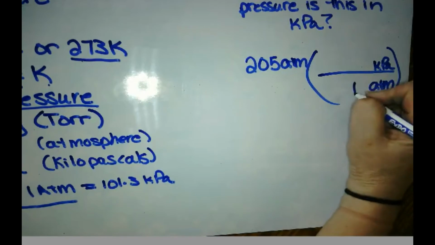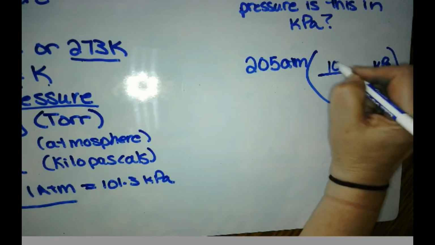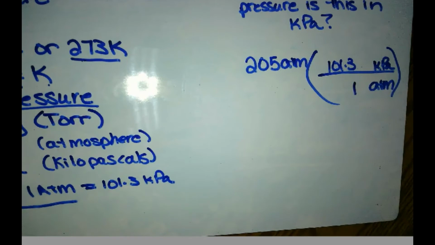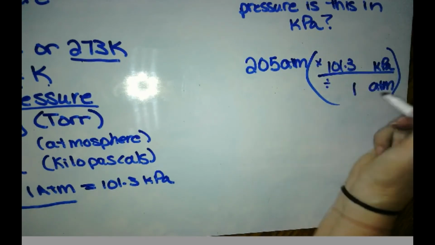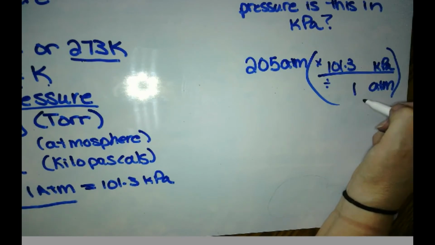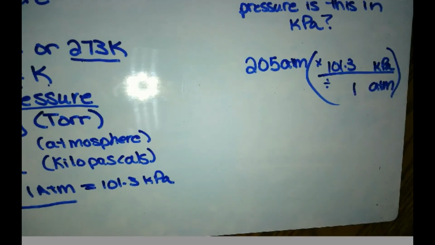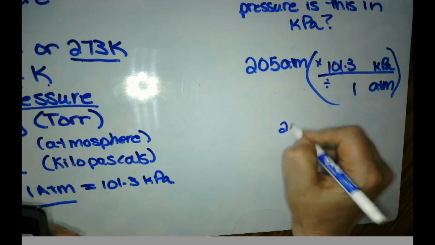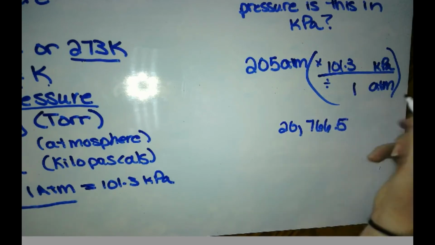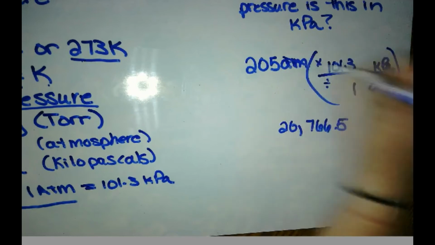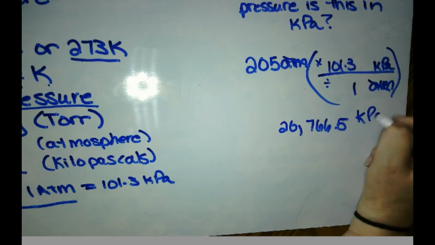So I put 1 with my atmosphere and 101.3 with my kilopascal. I multiply by the top, I divide by the bottom. You can divide by 1 or you don't have to, it doesn't change it. And let's see what I get. I get 205 times 101.3 equals 20,766.5. My atmospheres goes away, and I'm in kilopascals.